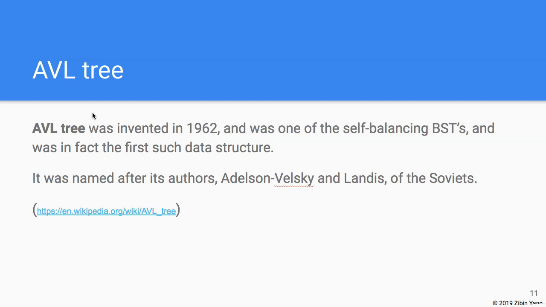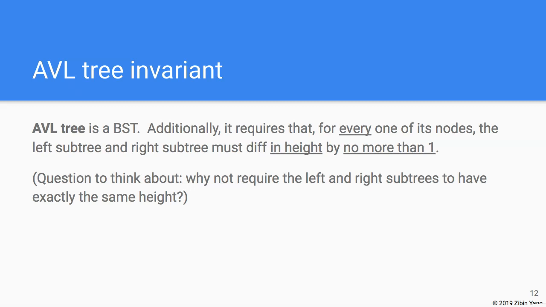The three-letter name AVL comes from the authors. I can't say their names right, so I'm not going to say them. They're from the Soviet Union, and here is a link to the wiki page if you'd like more history about AVL trees. Anyway, an AVL tree is a binary search tree.